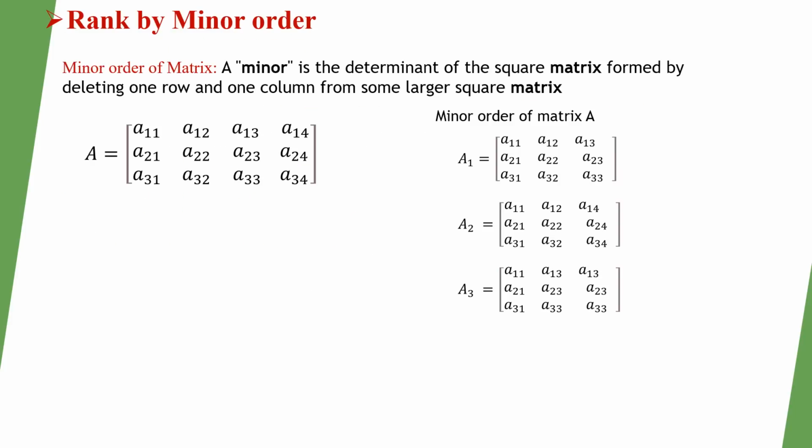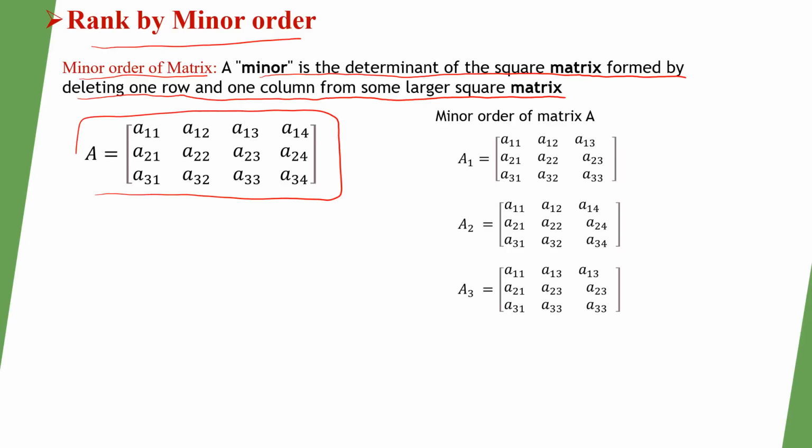Now the rank by the minor order. First we have to know what is minor order of a matrix. A minor is the determinant of a square matrix formed by deleting one row or one column from a larger matrix. So we take an example. Suppose we have a matrix A whose order is 3 cross 4. This matrix is not a square, but we can write the minor order of that matrix. Every minor is a square, so the order is 3 cross 3.